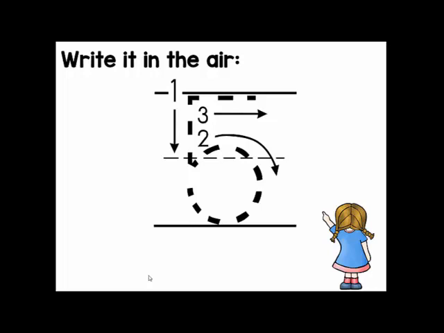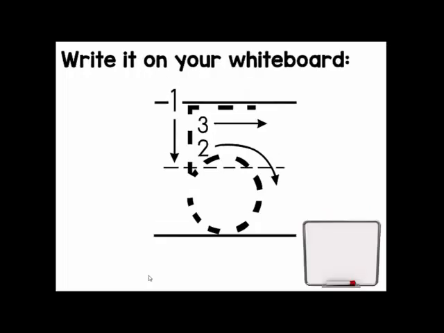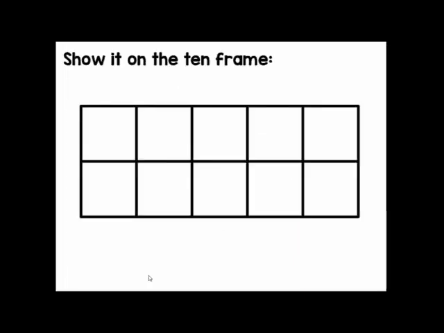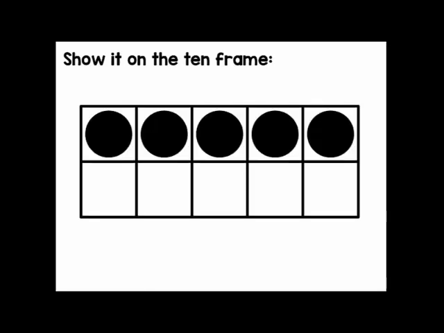Show me your finger and let's write it in the air together. Down and around and put a line on top. Take your whiteboard or your copybooks and let's write number 5 together. Great job, well done. How do we show it on the tens frame? How many counters do we need to put? 5. 1, 2, 3, 4, 5. There are 5 counters.